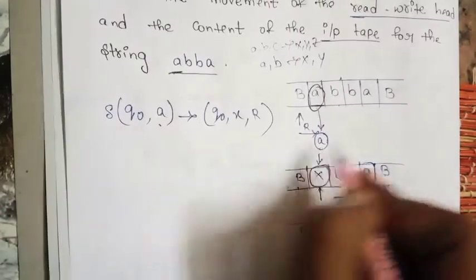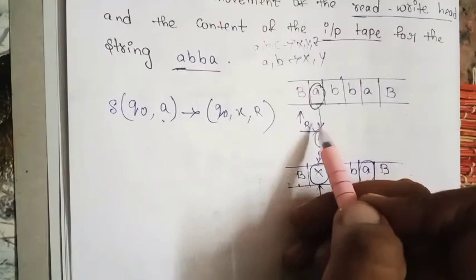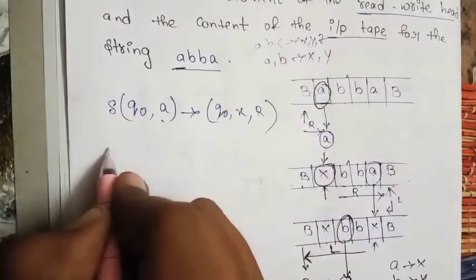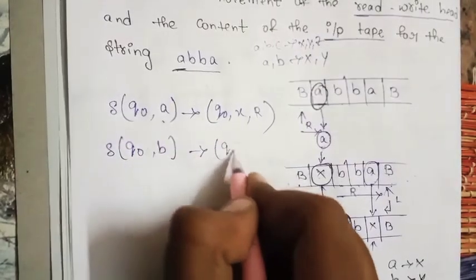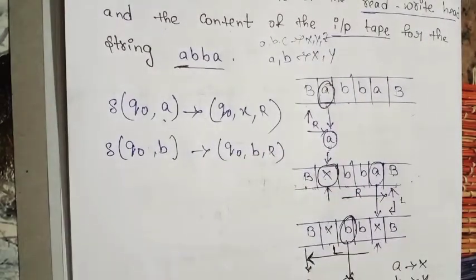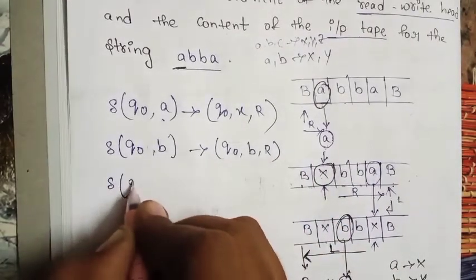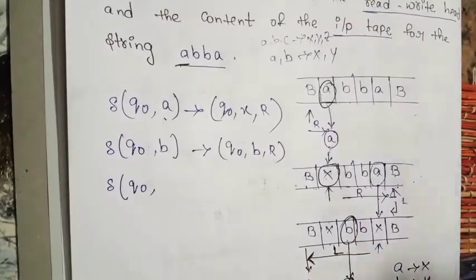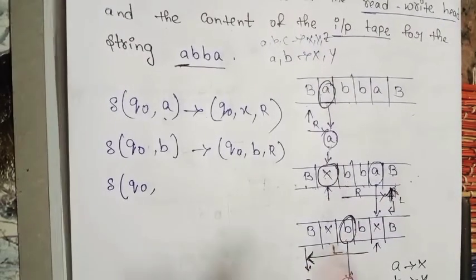Now the second step, guys: after a we are checking for the b. But what is our condition guys, we should check only one input symbol. So write the b as it is, q naught and b. Again we are moving to the right side. You can write here small r or capital R guys. Then again q naught. At last we are reaching the blank symbol. So just write the blank here.